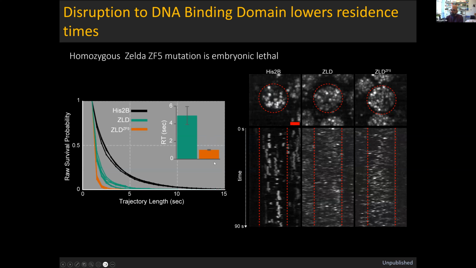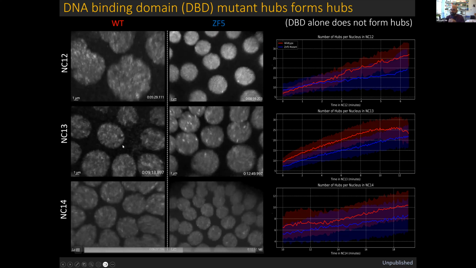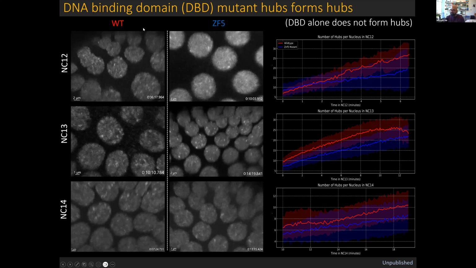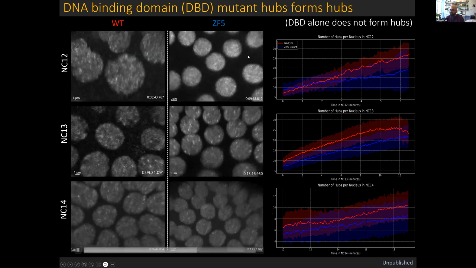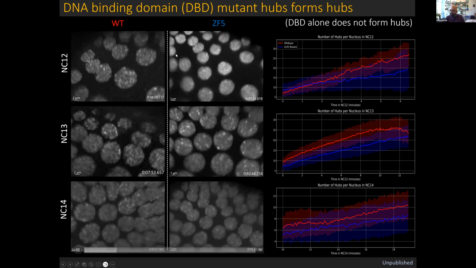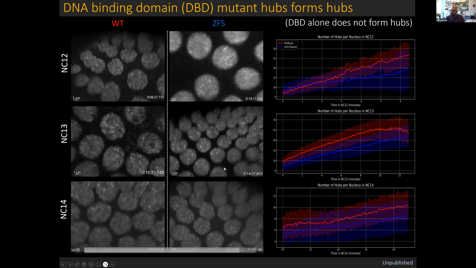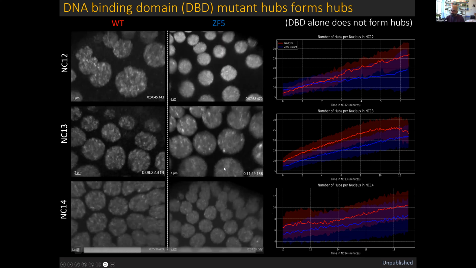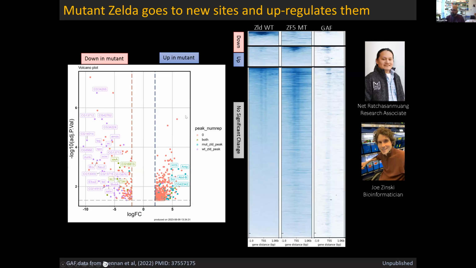But it still provides us some insight into how the rest of the protein might be working. So when we look at hub formation through the different stages in development and compare the wild type protein to this mutant protein where we got rid of the DNA binding domain, in effect, what we see is that the hubs can still form. So hub formation is not necessarily dependent on the stable protein-DNA interaction, as we suspected. Then we look genome-wide using next generation sequencing, so RNA sequencing, and a technique called CUT&RUN, to see where the protein is binding.